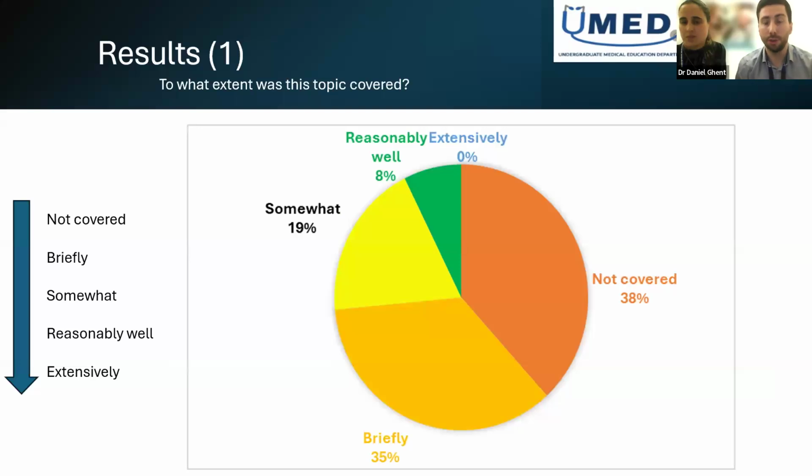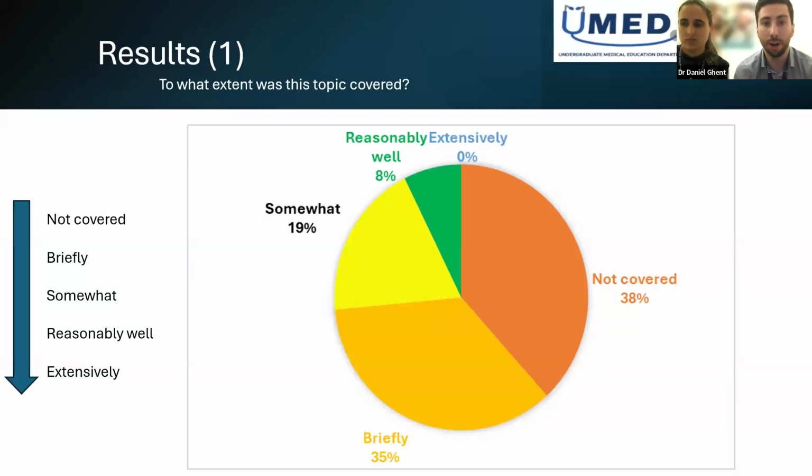So, talking through the results. Some of the questions we asked: the first question was, to what extent was this topic covered? If you look at the pie chart on your screens, the biggest block, if you go from 12 o'clock onwards, 38% of respondents said that this was not covered at all, which is quite an alarming statistic. We know how much it is associated with morbidity and mortality.